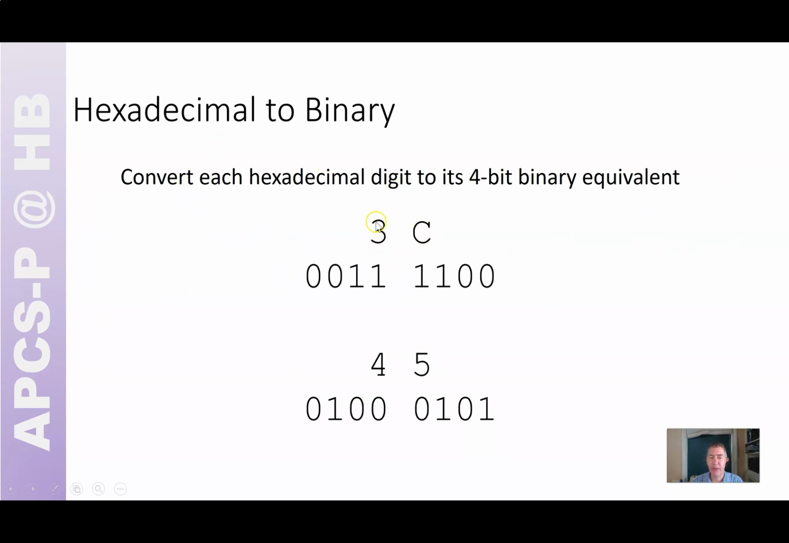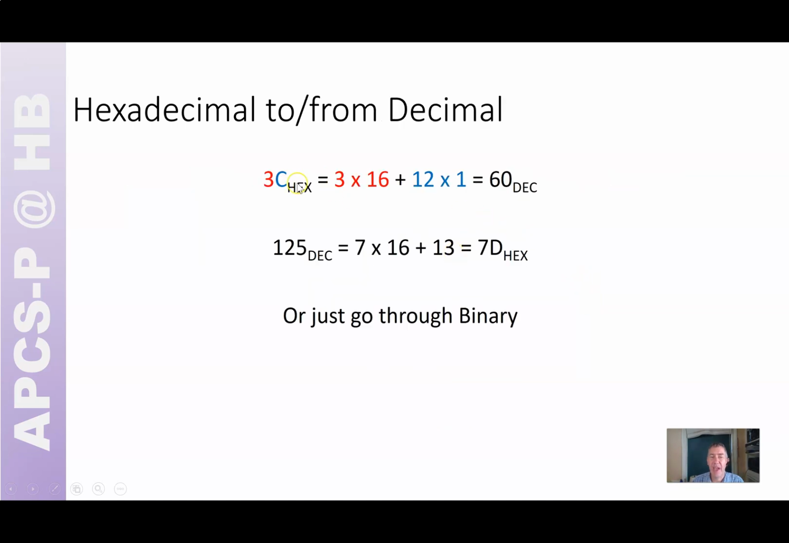Go back the other way again. 3C, this would be 3 in binary. This would be C in binary. There you go. So there's the number. This would be 4. This would be 5. Life is good.